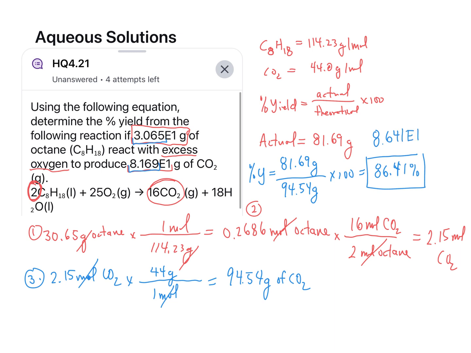Again, be careful with these problems. The steps will be the same, but your numbers might be different. Your initial mass might be different. Your amount of CO2 made might be different, but the steps to find the percent yield would be the same for this problem.